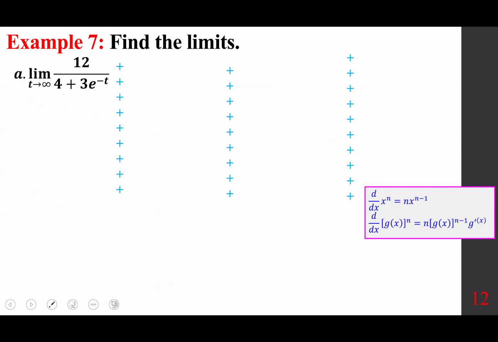Over here, if you just plug in and recall that a to the power minus m is 1 over a to the power of m, that makes e to the power minus t 1 over e to the power of t, which makes it 1 over e to the power of infinity, which makes it 0. So the answer is 12 over 4 or 3.